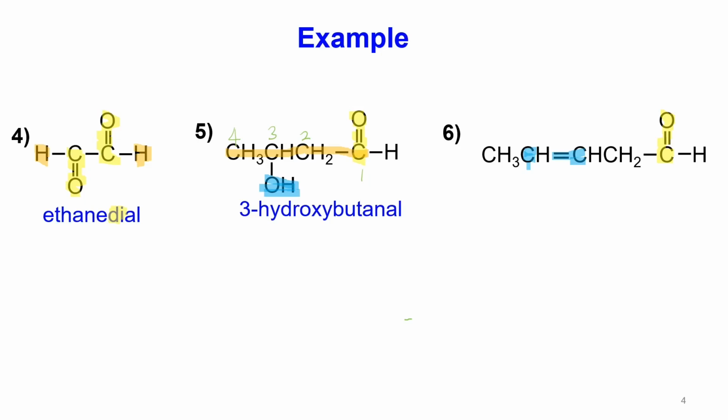So the longest continuous carbon chain has 1 carbon, 2 carbon, 3 carbon, 4, and 5 carbon. Carbon number 1 should start from the carbon double bond O. Carbon number 1, carbon number 2, carbon number 3, carbon number 4, and carbon number 5. At carbon number 3, it has a carbon-carbon double bond. So the IUPAC name given is 3-pentanol.